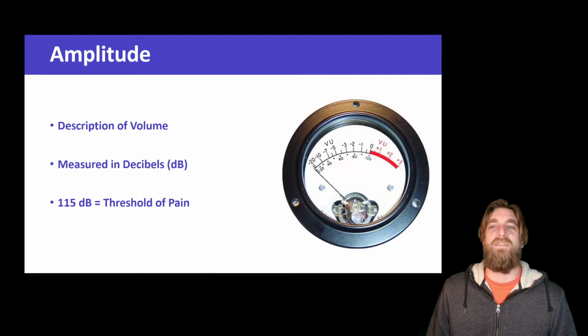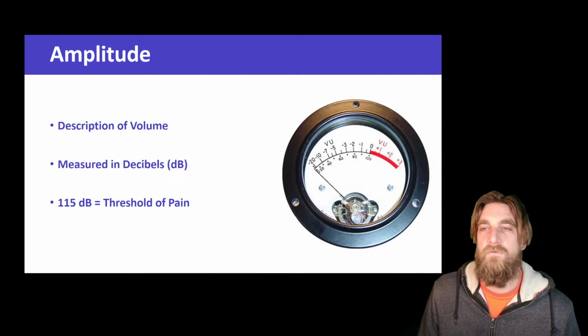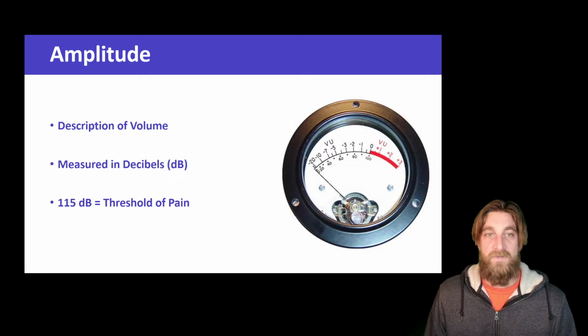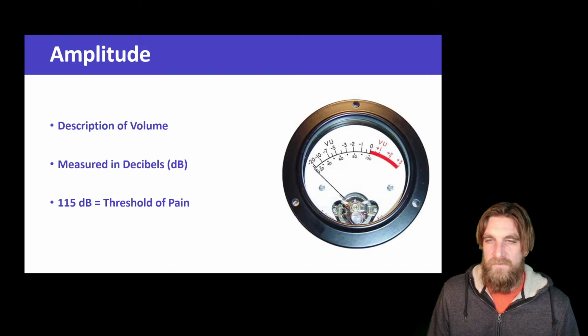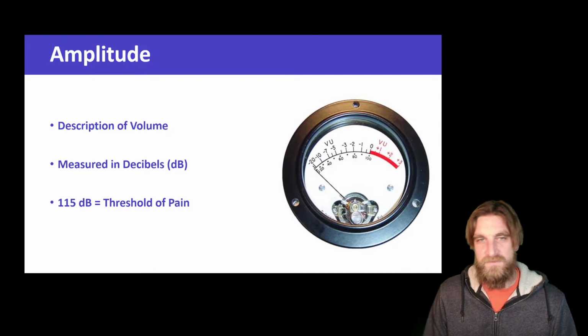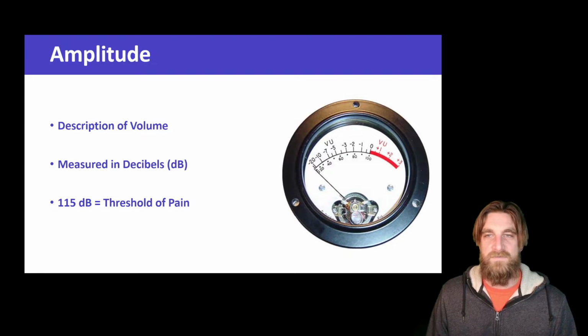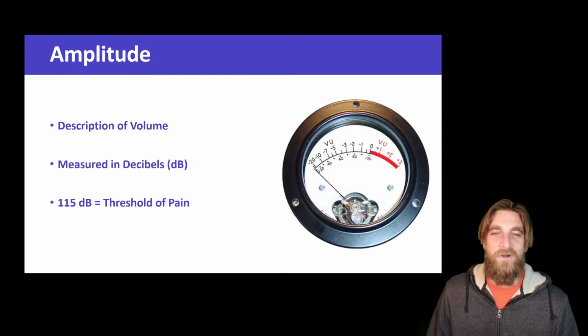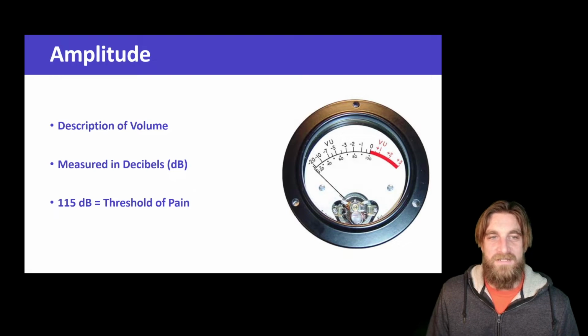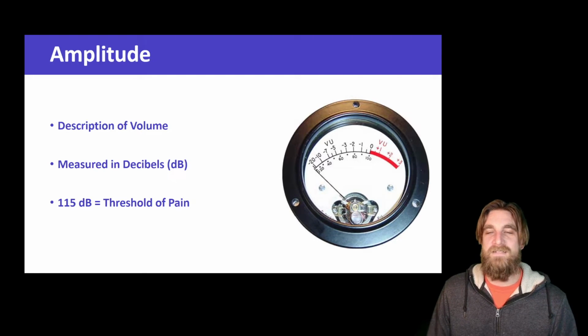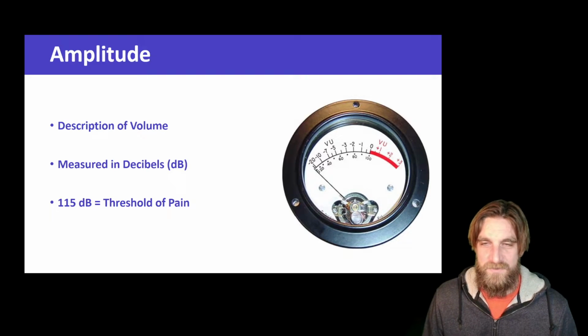Amplitude is what we can think of as a description of volume. Right, the loudness of something. We measure it in decibels. You'll hear this dB referred to a lot. You want to lower something a certain decibel level or raise the vocals a certain decibel level. dB is sort of synonymous with that. And 115 decibels is actually the threshold of pain. So if you're at a loud concert or something like that, if the sound that you're hearing exceeds 115 decibels, that's when you're actually starting to do damage to your ears.